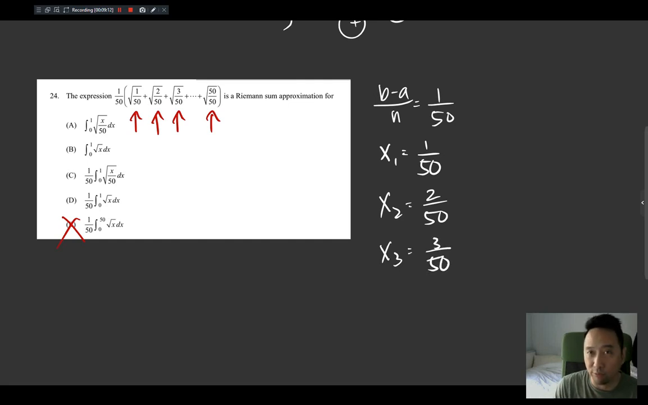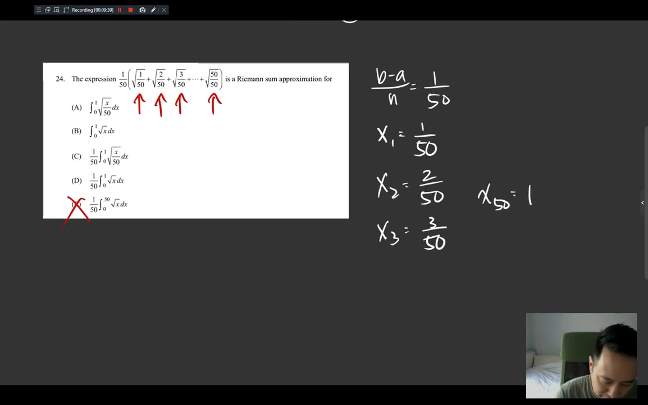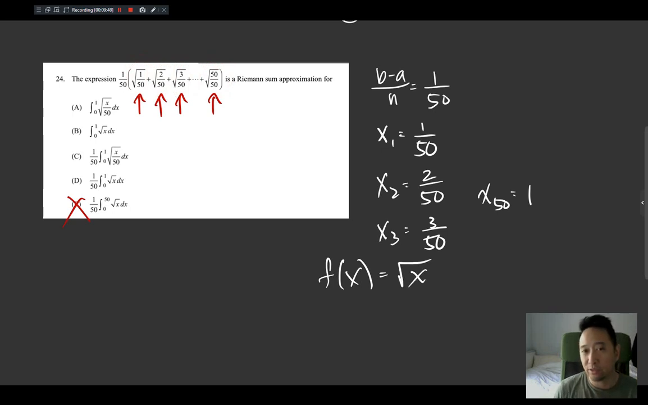I'm adding another 1/50. And my last term, x50, my 50th term, is right here, 50/50, which is just 1. Well, that's kind of nice, right? Because if my last term is 1, then that must be my upper limit. My lower limit must then be 0, because b minus a equals 1. And if you notice the other pattern right here, everything is being square rooted, which means my function looks like square root of x, and I'm inputting my x1, and adding my x2, x3, and all this stuff.